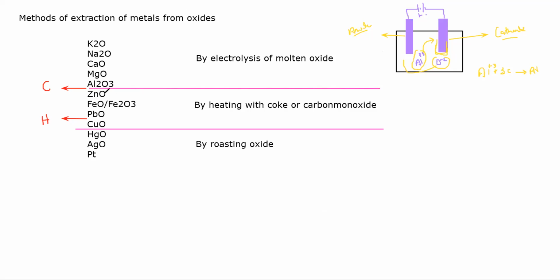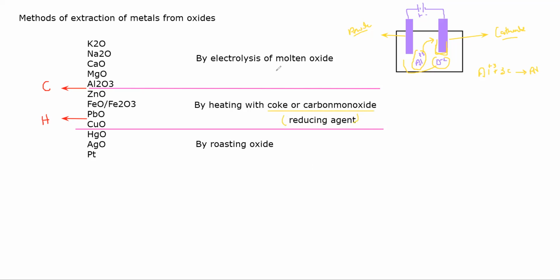Second method, from zinc to copper, which technique can we use? We can heat these oxides with coke or carbon monoxide. Coke means carbon, and carbon monoxide is an oxide of carbon. They are known as reducing agents. The term reducing agent means they have the tendency to remove oxygen. That's why we call them reducing agents.